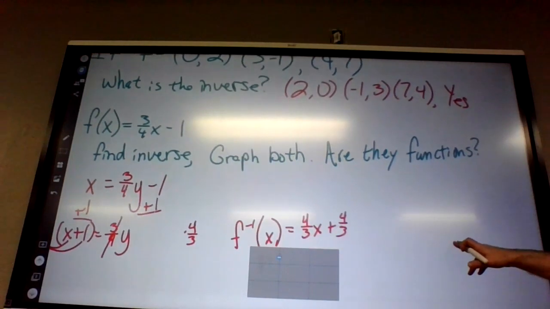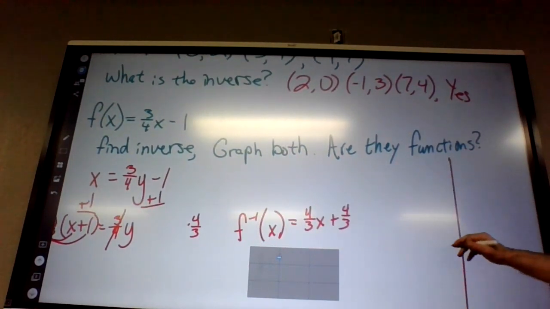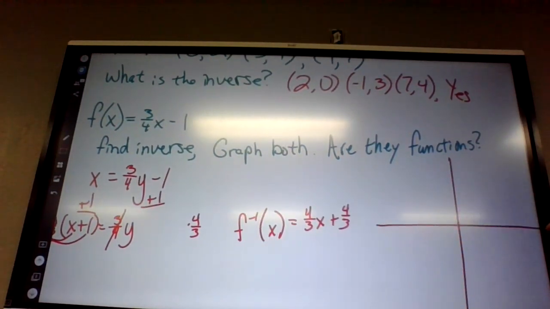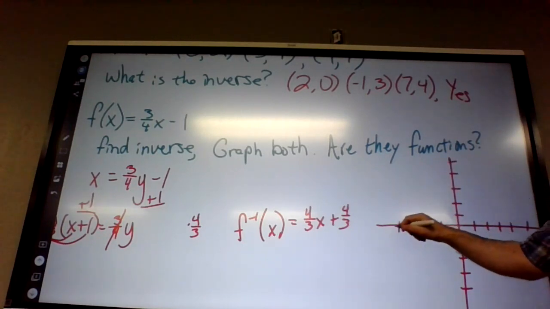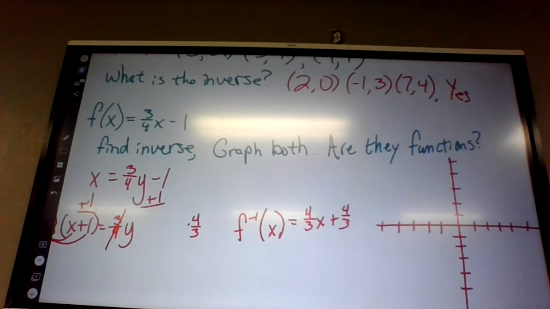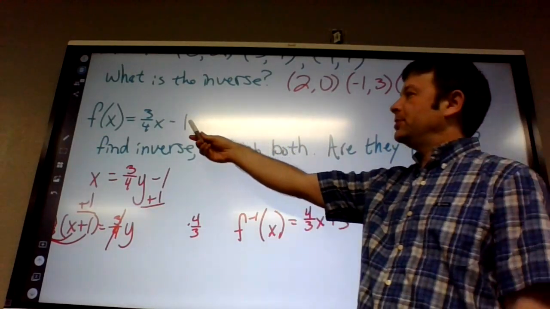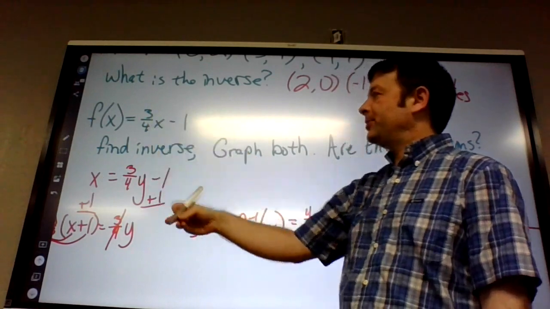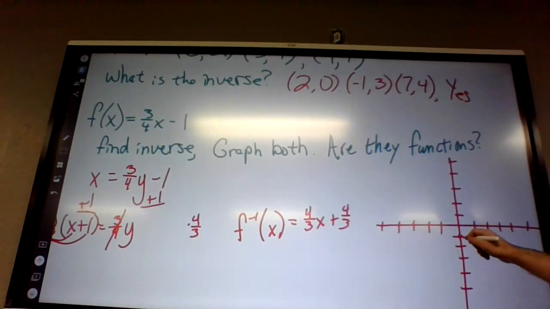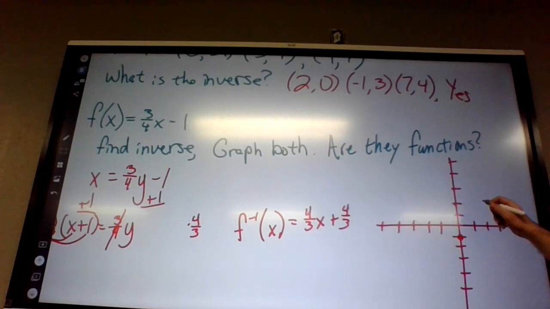And then we're supposed to make our own graph. I'm not gonna hand out graph paper for this one, just make your own graph. So the original function, remember how to graph these? We start down 1 and we go up 3 and over 4. 1, 2, 3, 1, 2, 3, 4.